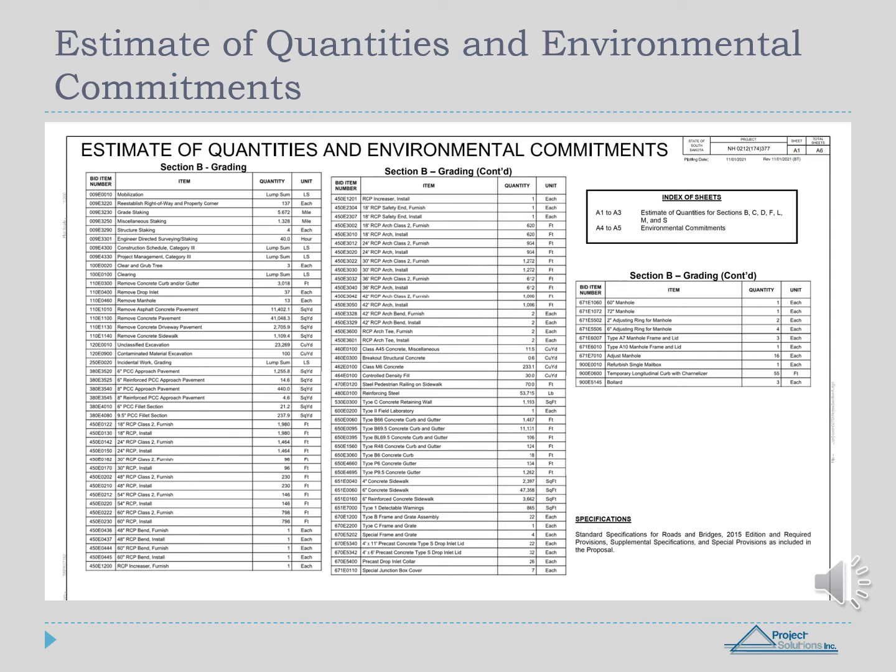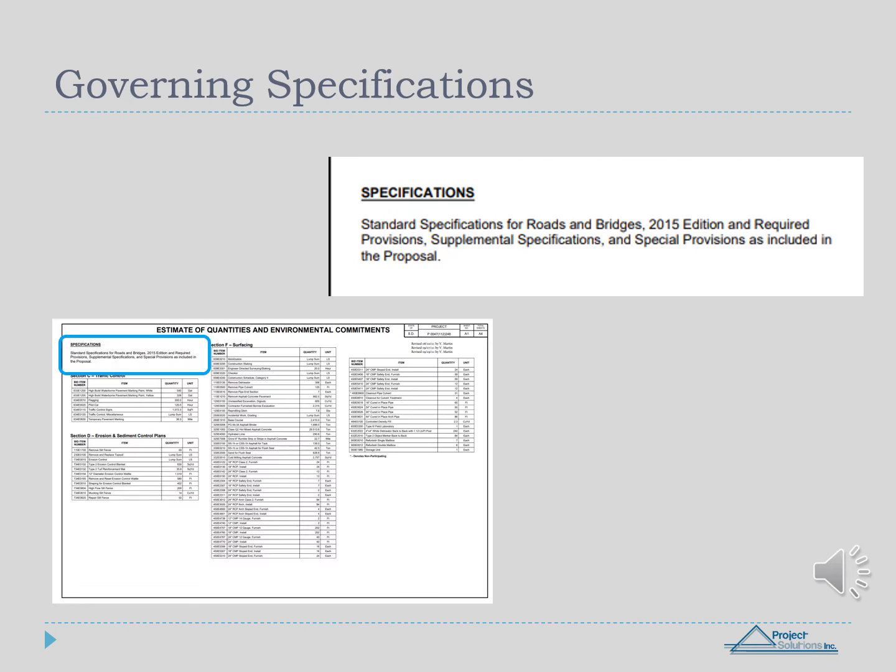You will also find the estimate of quantities and environmental commitments on one of the first sheets after the cover page. This section shows the engineer's estimate of items like manhole removal, 18-inch pipe to install, etc. The bottom right-hand side of the page also shows what standards have been adopted by the SDDOT and what will be expected for this entire project.